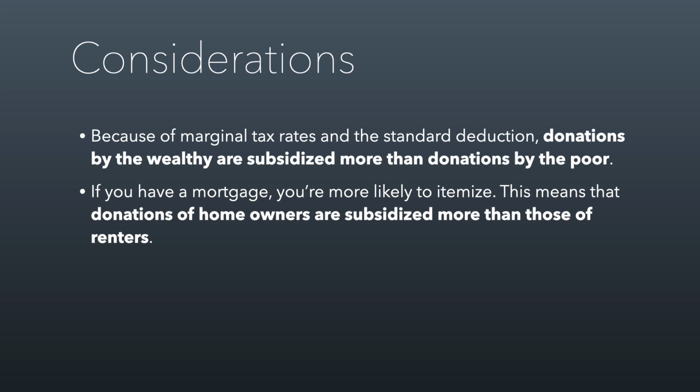And so another weird effect of this is that we subsidize the donations of homeowners more than we do of renters. Because if you're renting, you don't get the tax break of a mortgage interest deduction, and so you're less likely to itemize. So renters are getting less generous treatment for their charitable donations, which has nothing to do with whether or not they rent or own a house.